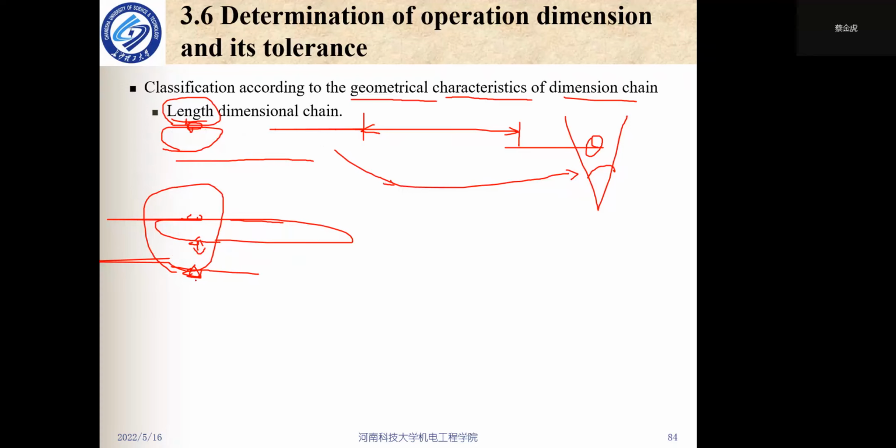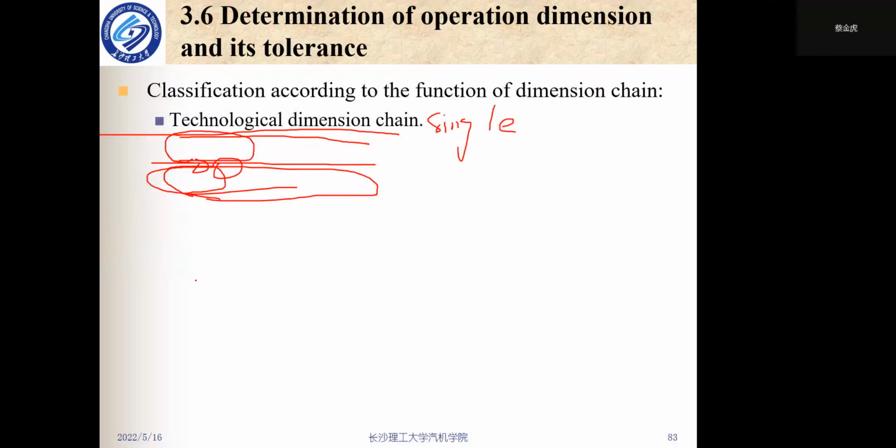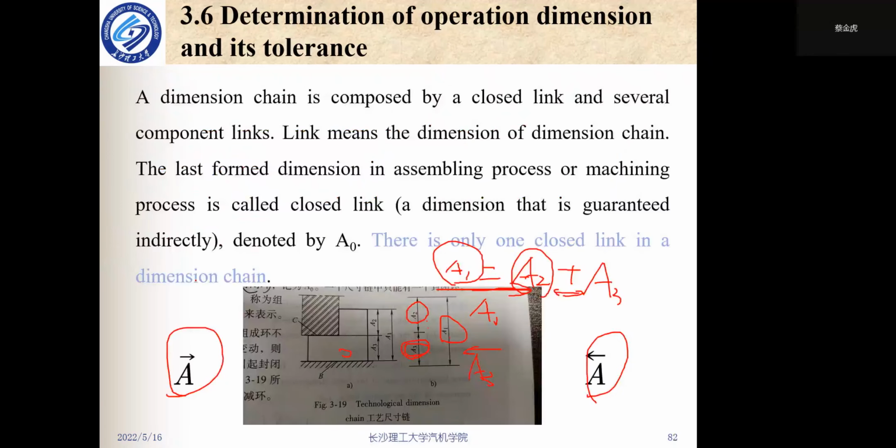So we have covered some classifications of dimension chain. At the beginning, we covered the definition of dimension chain and the increasing and closed dimensions.